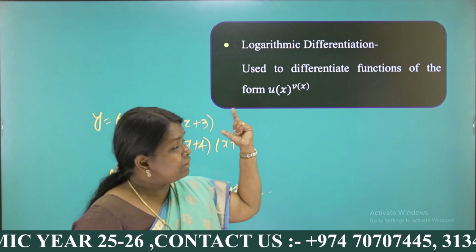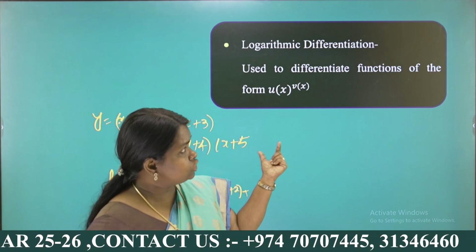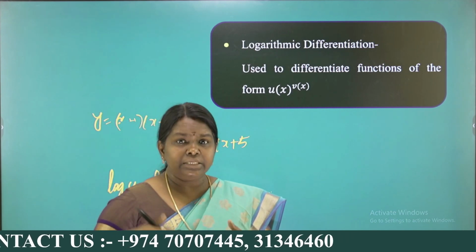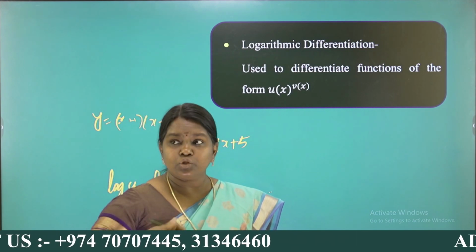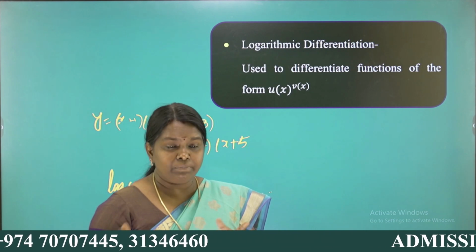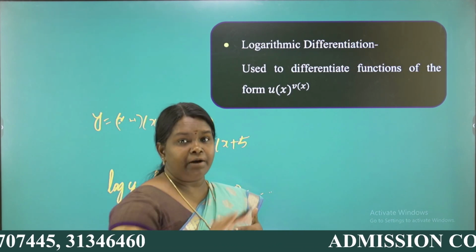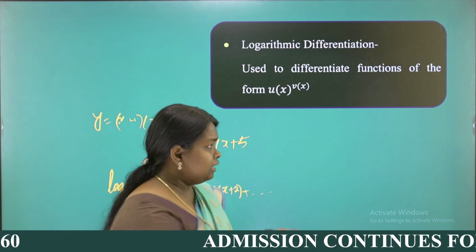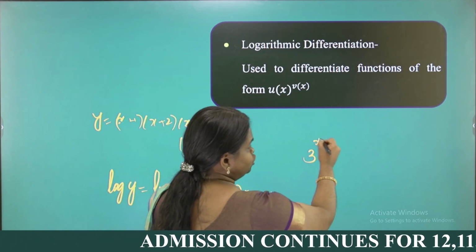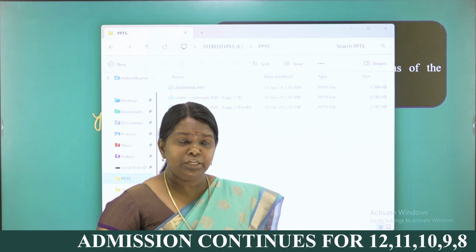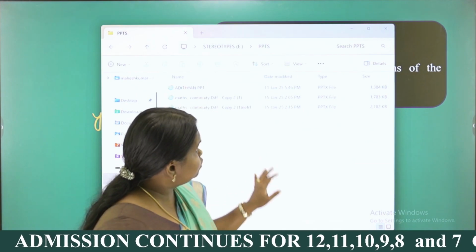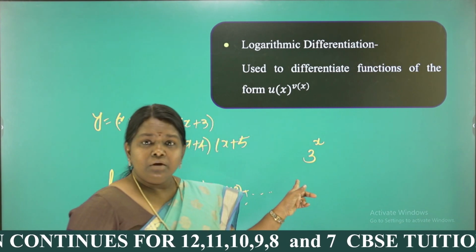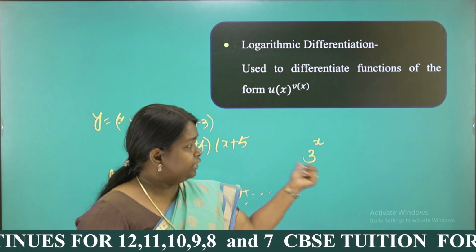This is normally used to differentiate functions of the form u of x raised to v of x. It can sometimes be u of x raised to v of x or u of y raised to v of x. That also can be. Both base and power should have variables. For example, 3 raised to x. I don't need to use that for 3 raised to x. What is that? Base is not a variable, correct?